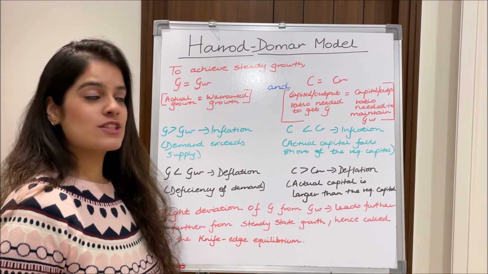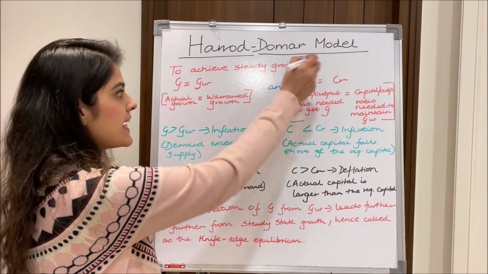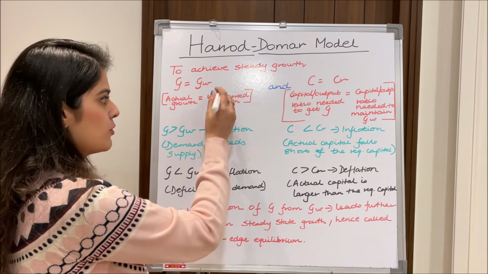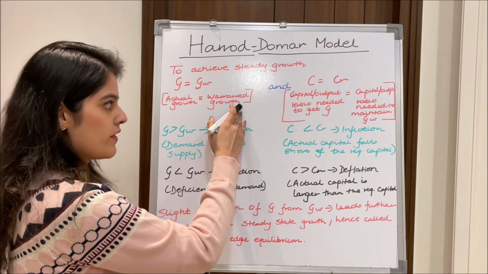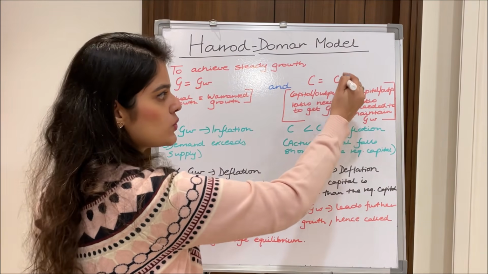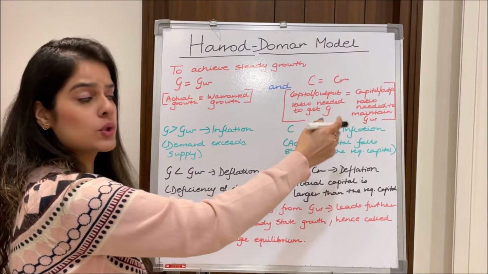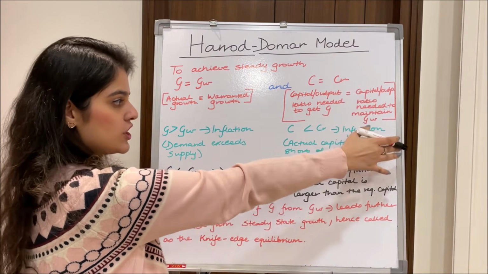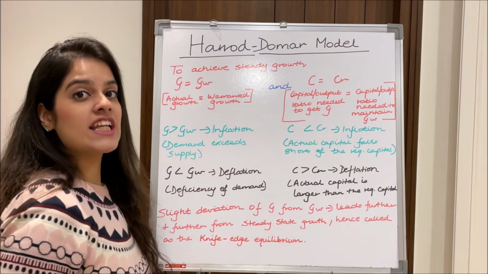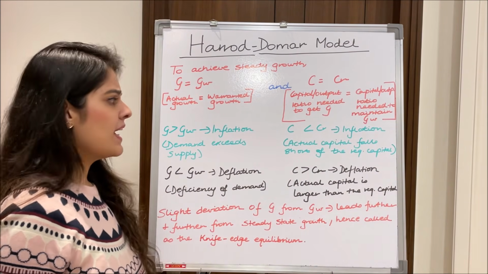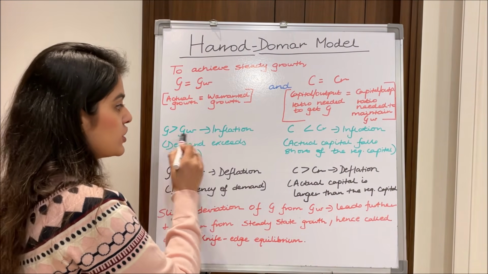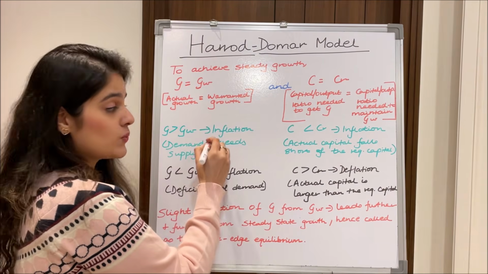So moving ahead, we notice that to achieve steady growth, G should be equal to GW, that is, the actual growth should be equal to the warranted growth, and C should be equal to CR, that is, the capital output ratio needed to get G should be equal to the capital output ratio needed to maintain GW. But this is something very rare in a free enterprise economy, and usually what happens is sometimes G exceeds GW, and in that case we have inflation.